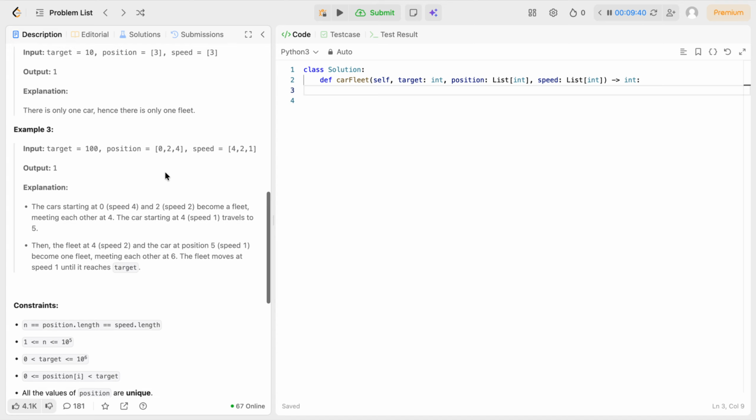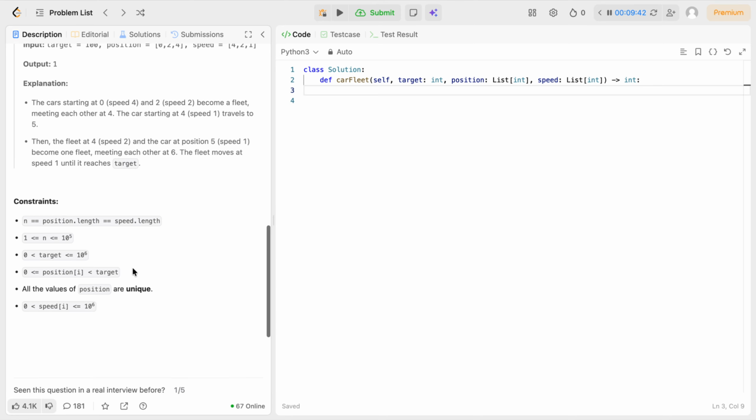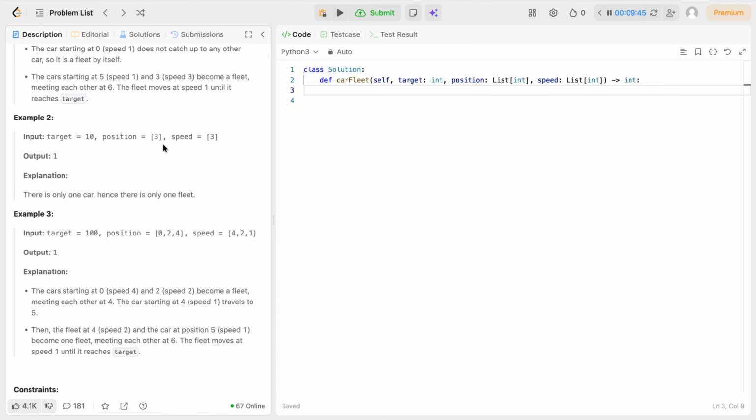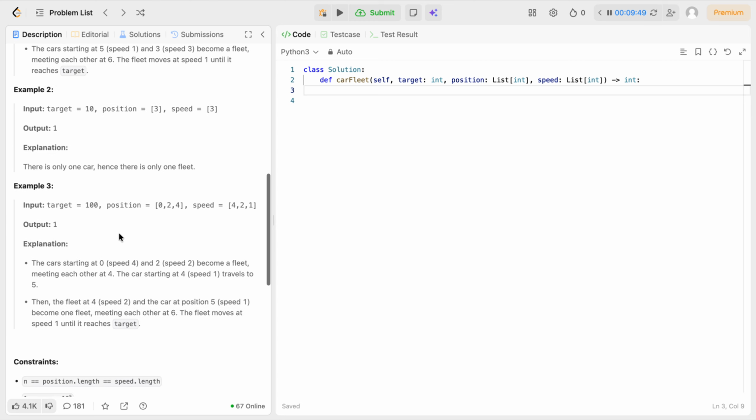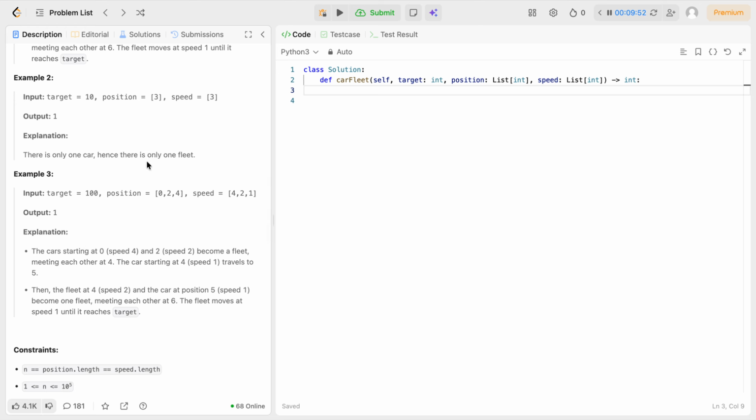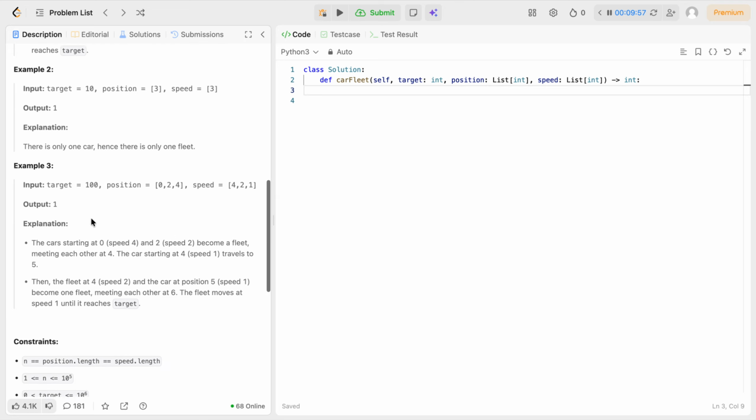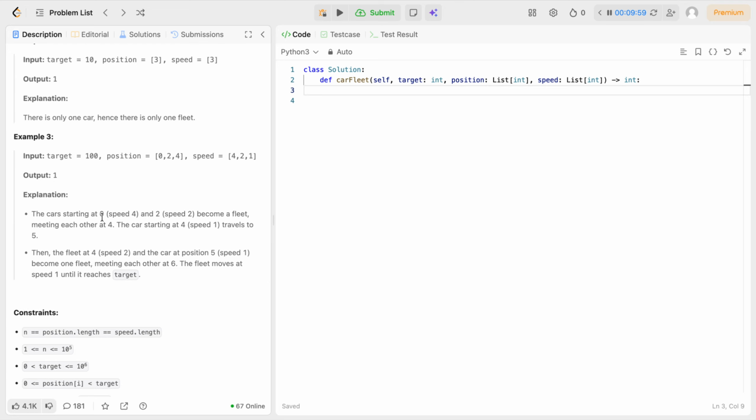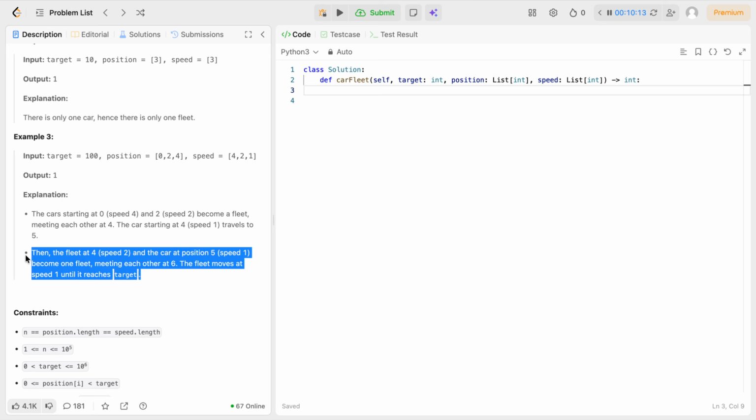Let's see what it says. Oh, there's more examples too. Maybe I'll read that. There's only one car, hence only one fleet. There are 3 cars, target 100. I'm seeing the positions and speeds are much lower than the target. The cars starting at 0, speed 4, and 2, speed 2 become a fleet, meeting each other at 4. The car starting at 4, speed 1 travels to 5. Then the fleet at 4, speed 2, and the car at position 5 become one fleet, meeting each other at 6. The fleet moves at speed 1 until it reaches the target.